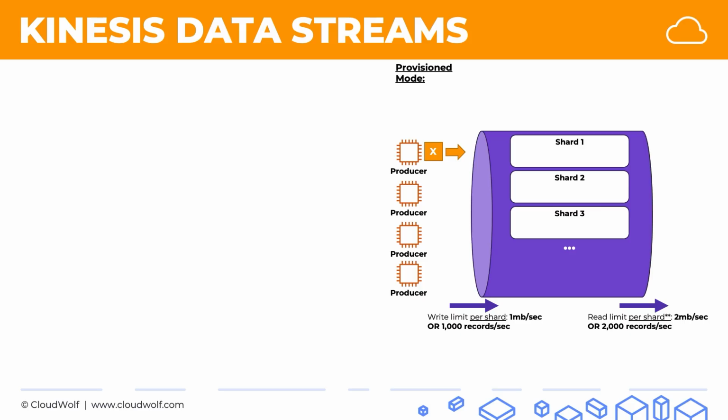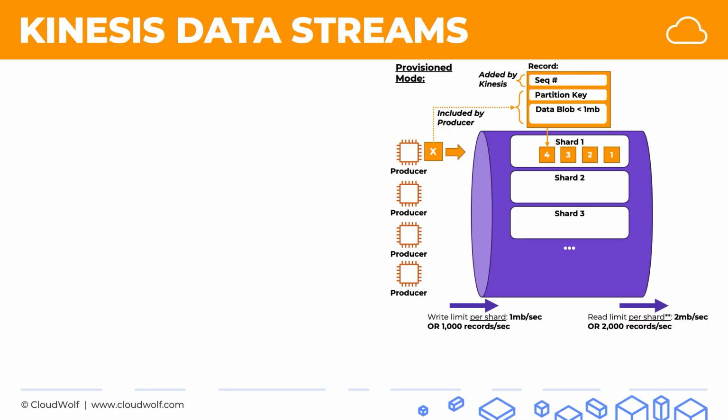Okay, so producers are producing their data packages. The packages go into the shards, and here's what a record, or package, looks like. There will be a sequence number which is added by Kinesis. In this case, it's number 4 for this package inside the shard. And there will be some information which is included by the producer. This includes the partition key and the data blob, or the data payload, which can be up to 1 megabyte.